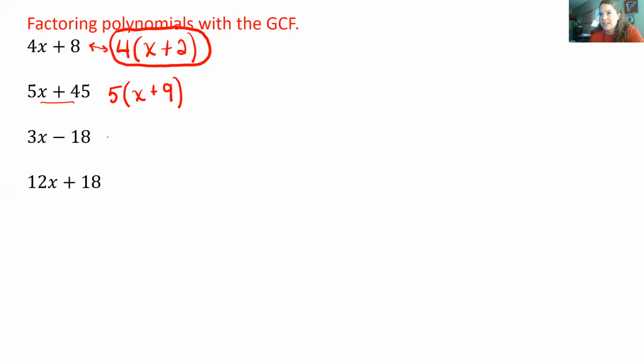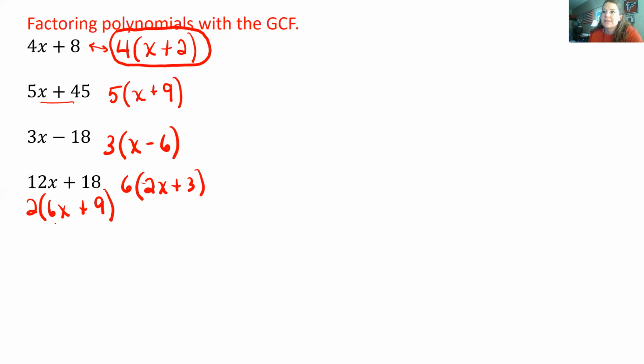On the third one, hopefully you pulled out a 3, so you would have had x minus 6. And then on this one, you should have pulled out a 6. So 12x divided by 6 is 2x, and 18 divided by 6 is 3. Now, what would happen if you just pulled out a 2? Well, you can pull out a 2, that's fine. However, when you're done, you'll notice that these two terms still have a greatest common factor of 3. So that means that this is not simplified, okay?